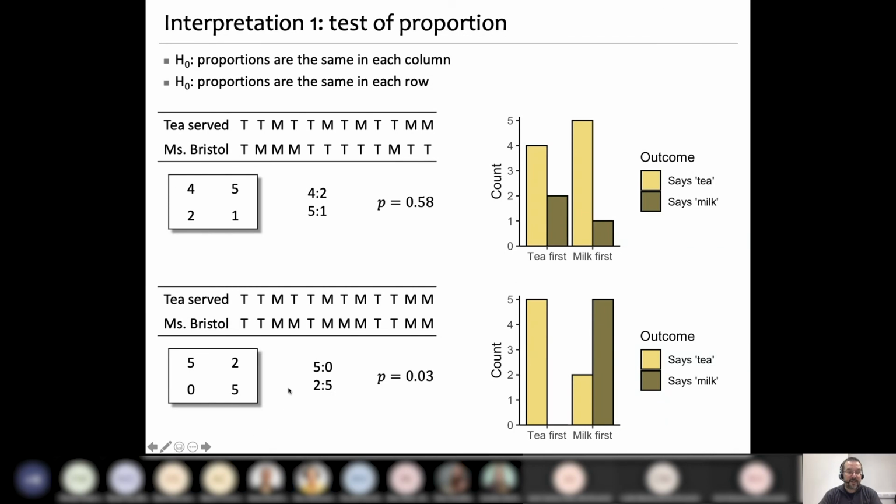It's much more evident in the second case, where the proportions are 5 to 0 and 2 to 5. And in this plot, you can see that this proportion is much different than this one. They go the other way around. This is the test of proportion. And in this particular case, p-value is small, and we reject the null hypothesis that proportions are the same in each column. They are different.